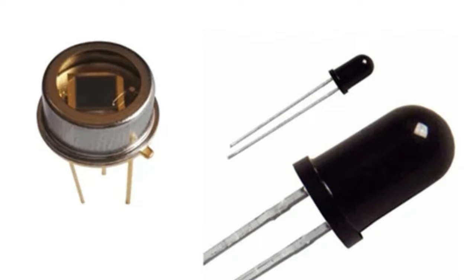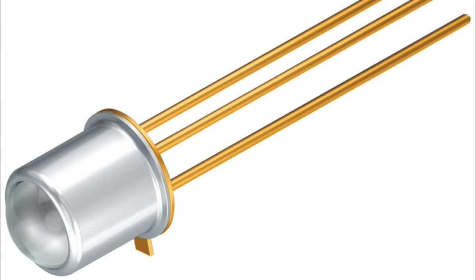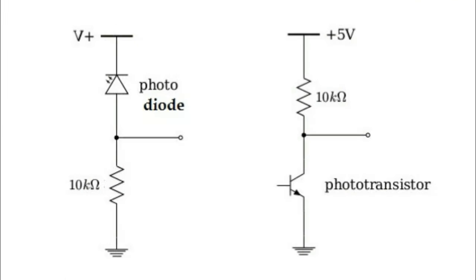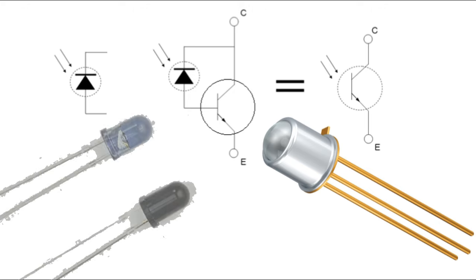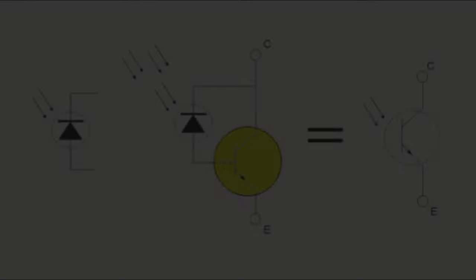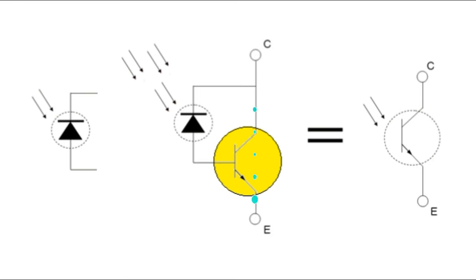The photodiode is very similar to the phototransistor. They are both light-triggered devices that are connected in the same way in a circuit. The difference is that a phototransistor is a transistor with a photodiode connected to its base. When light hits the photodiode, current flows through the base, and the transistor turns on so that current can flow through it.